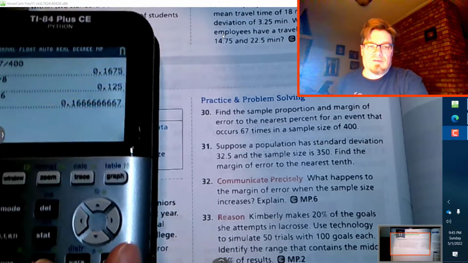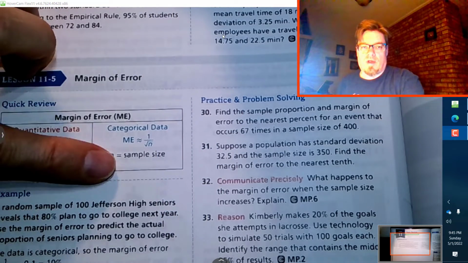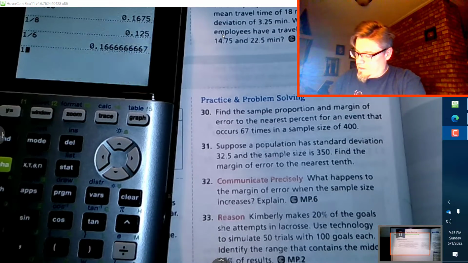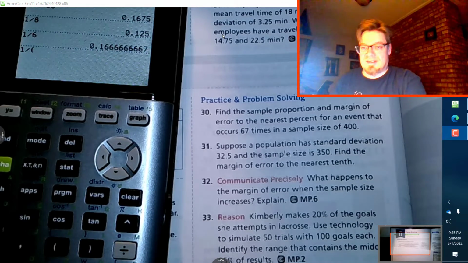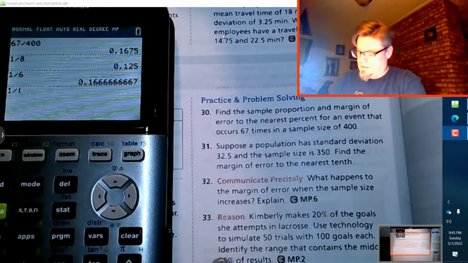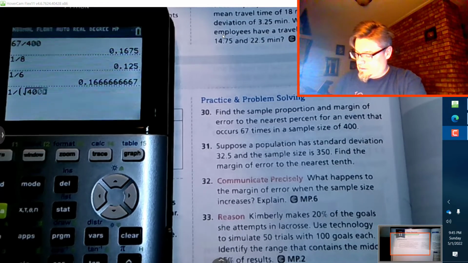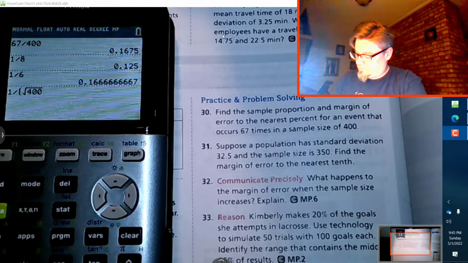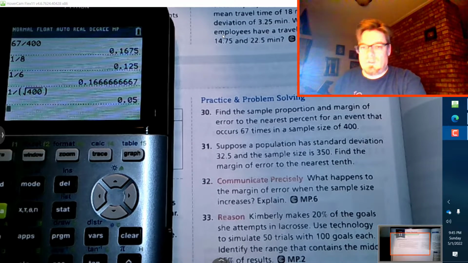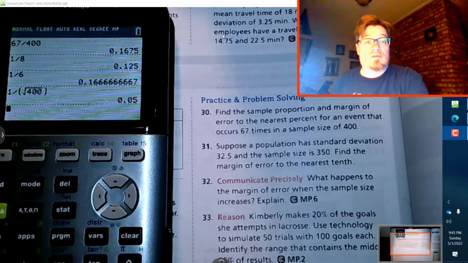So I just use this straight up formula right here, which is 1 divided by, and I put this in parentheses, 1 divided by the square root of 400, which I actually do know is 20. So 0.05. Now what does 0.05 mean?